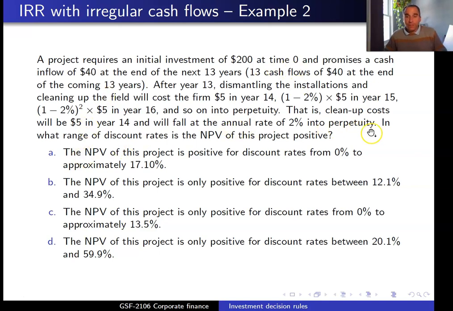So what is the range of discount rates with positive NPV for this project? So between 0 and whatever, or between two rates. To select an answer that says between 0 and whatever, we need a project with a unique internal rate of return. And to select an answer with two interest rates different from 0, we need to have a project with two internal rates of return.